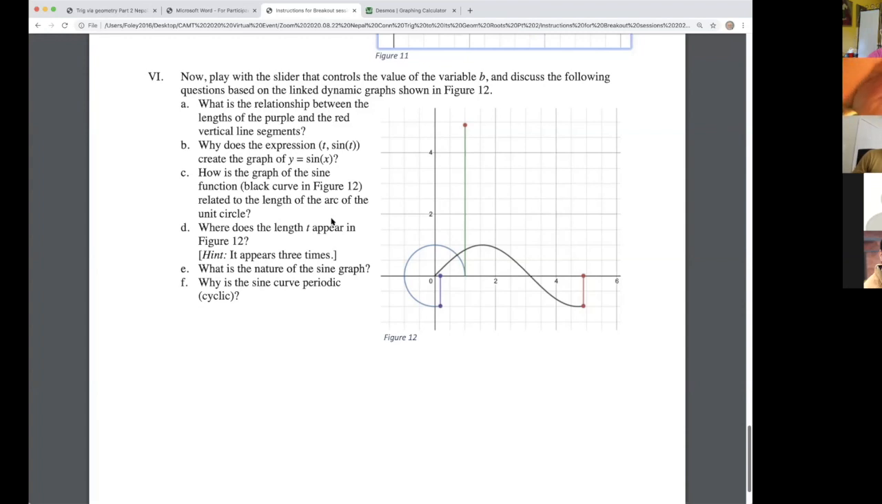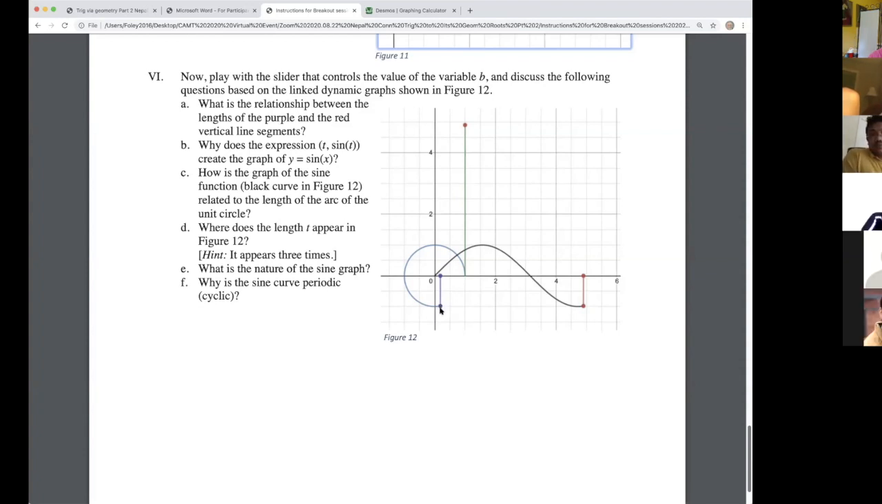Welcome back, colleagues. We're looking at the configuration that you see in figure 12 in front of you. There's a green vertical line. There's a blue arc of a circle that is exactly the same length as that. At the end point of the arc of the circle is a point on the unit circle.